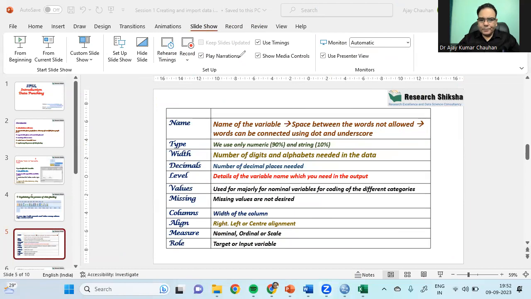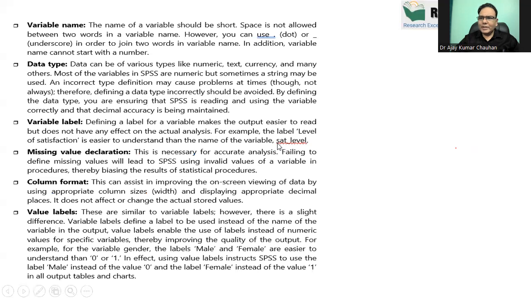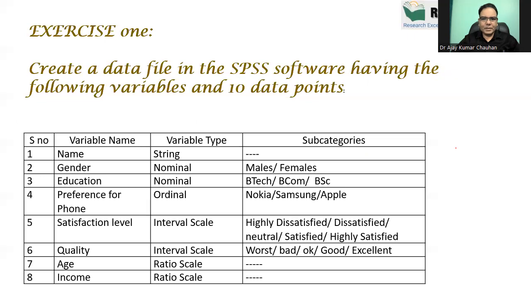So now these are the meanings of the options that you can see in the SPSS. So decimal, how many decimals you need, label, values, missing values. Okay. So in the explanation, for your notes, I mention all these things.